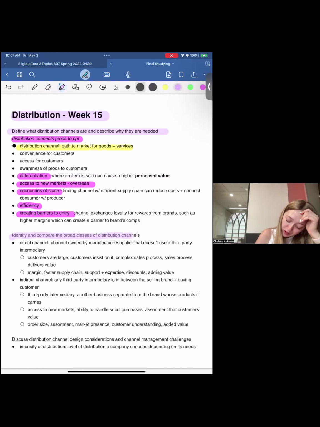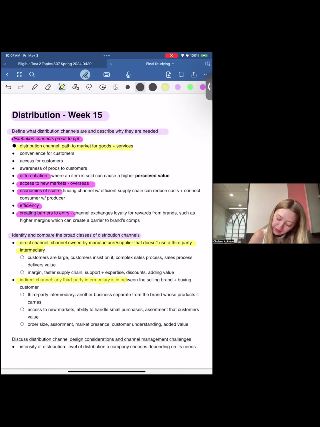Identify and compare the broad classes of distribution channels. So we have a direct channel, a channel owned by a manufacturer or supplier that doesn't use a third-party intermediary. In direct channels, customers are large, customers insist on it, there's a complex sales process, and the sales process delivers value. You're usually focused on a margin, a faster supply chain, support and expertise, discounts, and adding value.